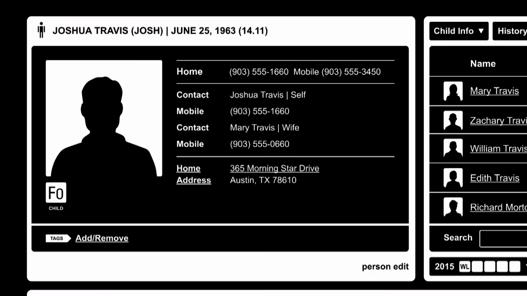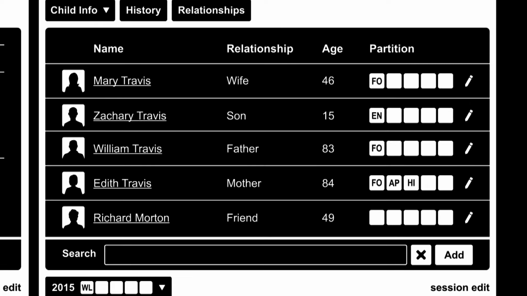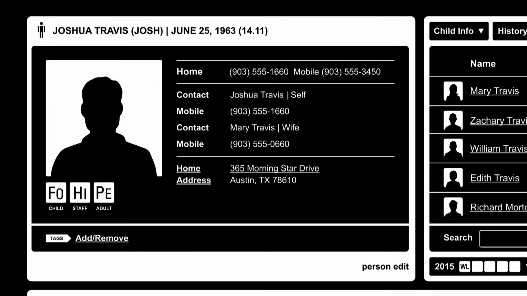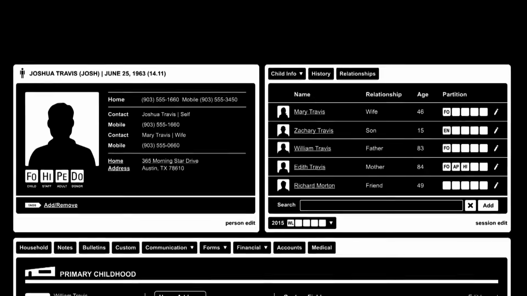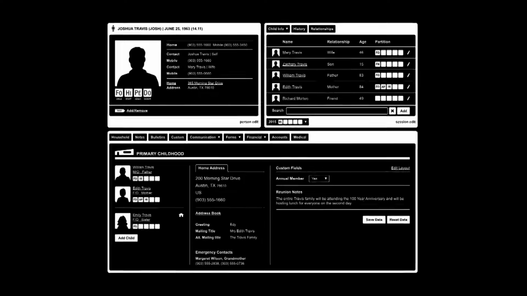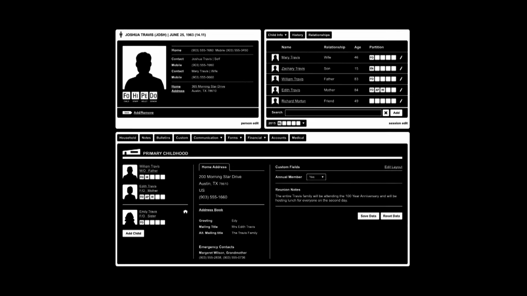He's a former camper who went to camp from 71 through 77. He's now a hired staff member, the camp doctor. His oldest son is enrolled in Session 1, making him a parent of an enrolled camper. And he also happens to be a donor. This information, coupled with the knowledge of Josh's other connections, empowers you to truly nurture your relationship with him.